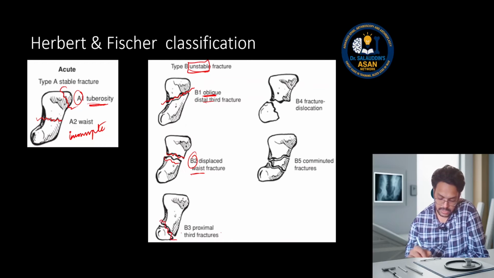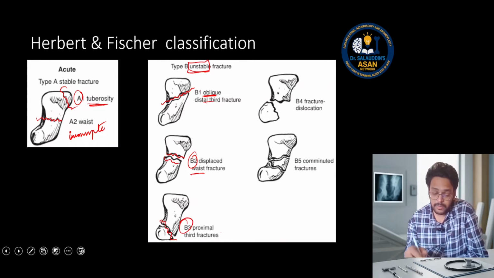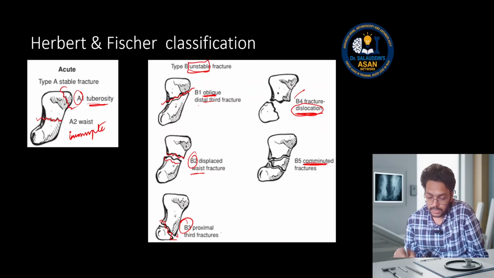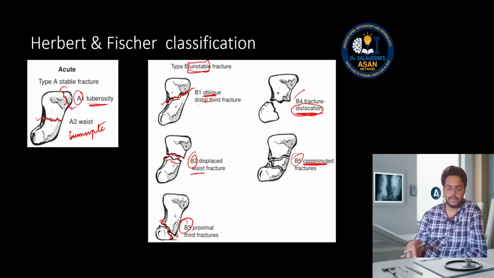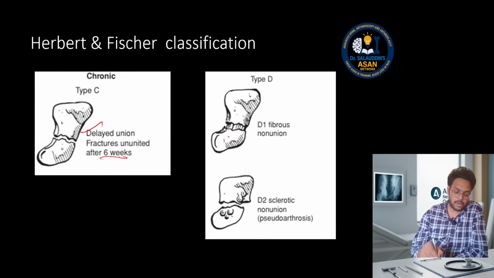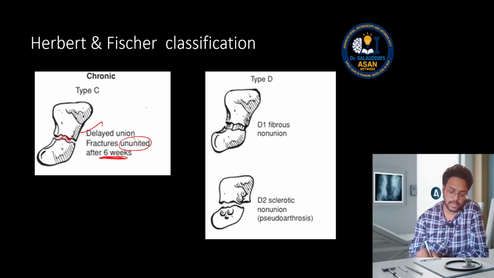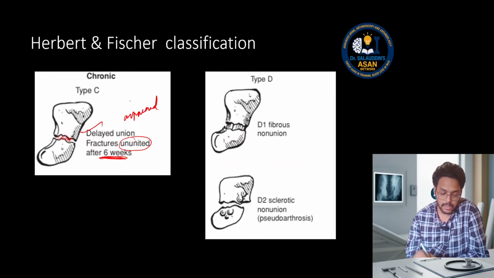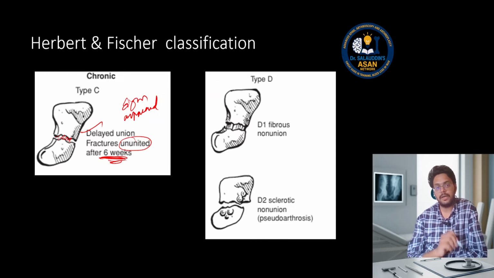The proximal third fractures is B3. We are coming from distal, mid and proximal. Then if it is a fracture dislocation, it's dislocated, then B4. Then comminuted fracture is B5. Now you can understand better, right? Now coming to C, as you know, C is delayed union. Beyond 6 weeks the fracture is ununited, but the signs of fracture healing have appeared at the 6th week, then it is type C.